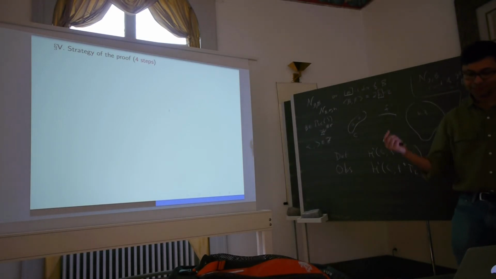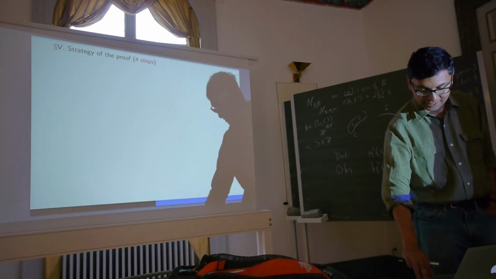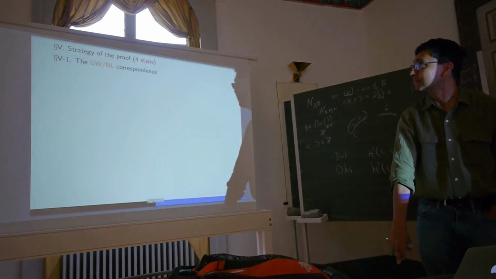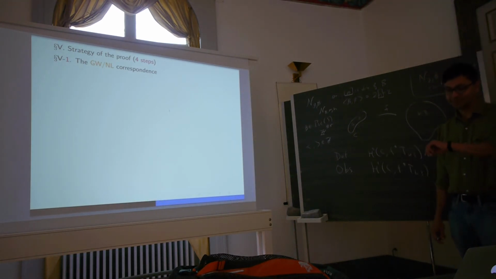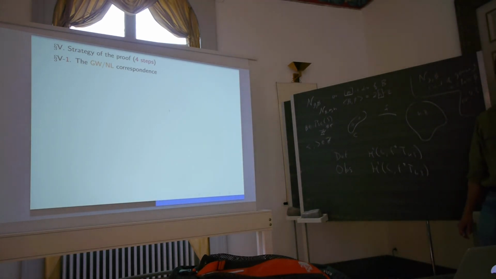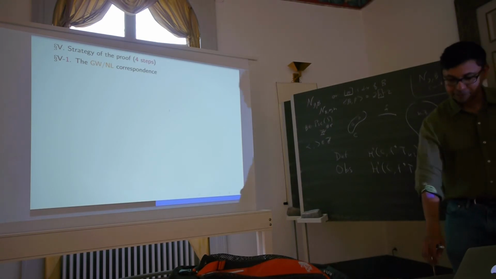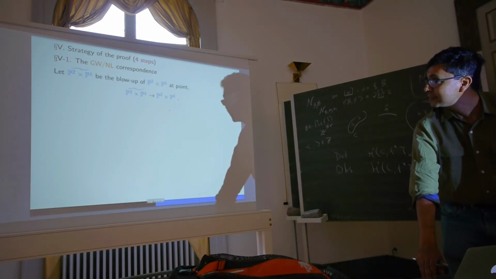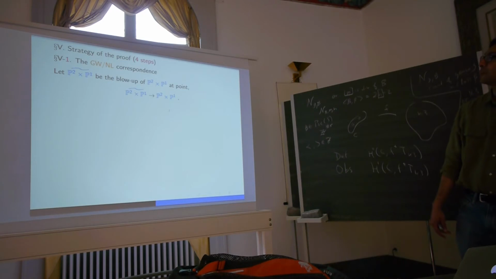So now I explain the strategy of the proofs. This is the strategy of the proof from this paper in 2014 with Richard Thomas. The first part is what's called the Gromov-Witten/Noether-Lefschetz correspondence. This also plays a role in the earlier proof. So this is a kind of large subject.